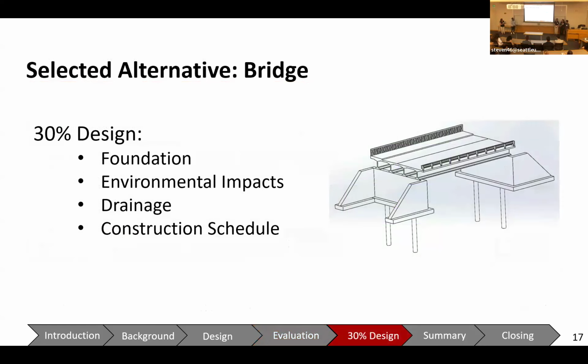So taking this design to 30% will include the further dimensioning of components within the sub and superstructure of our bridge. We have also undergone some geotechnical analysis to determine what kind of foundational supports we would require. We then furthered our research into the environmental impacts of our site to create a drainage plan and to also implement low-impact development methods. Lastly, we created a preliminary construction schedule to give an estimate of what the progression of building this bridge would look like.